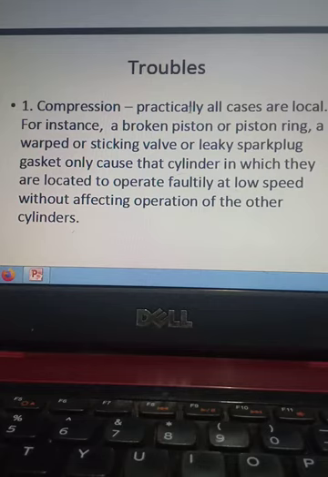No? For instance, a broken piston or piston ring, a warp or sticking valve, or leaky spark plug gasket only cause that cylinder in which they are located to operate faultily at low speed without affecting of the other cylinders. Okay? So, mostly or in all cases sa compression trouble classified as local. No?